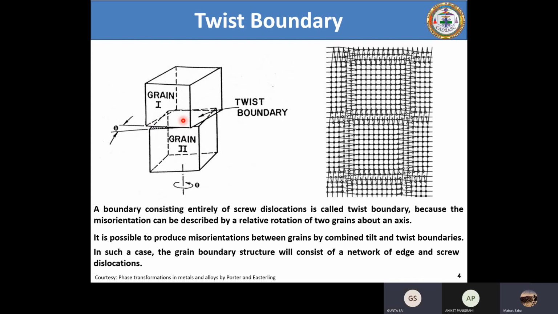If you look at this twist boundary, it's very hard to explain at this stage, but just remember that this kind of boundary will not have edge dislocations. Rather, this kind of boundary consists completely of screw dislocations. Because the misorientation can be described like a twist.